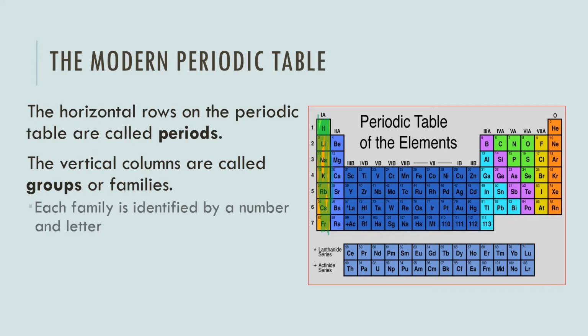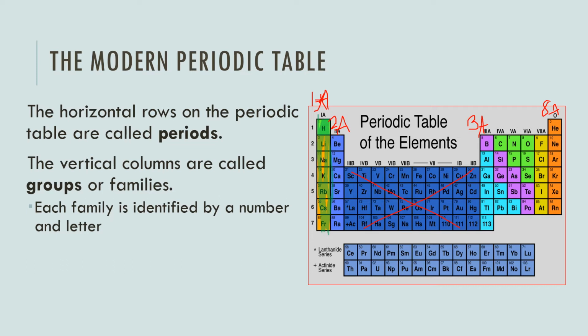So I want you to take a moment, and it says each family is identified by a number and a letter. So on your periodic table you should see 1A, and then I'm trying to write it as small as possible. Then you see 2A. We're going to skip the transition metals for now. We'll come back to them. 3A, all the way down until we get to 8A down here. Make sure you have those labeled or even highlighted as your group numbers.